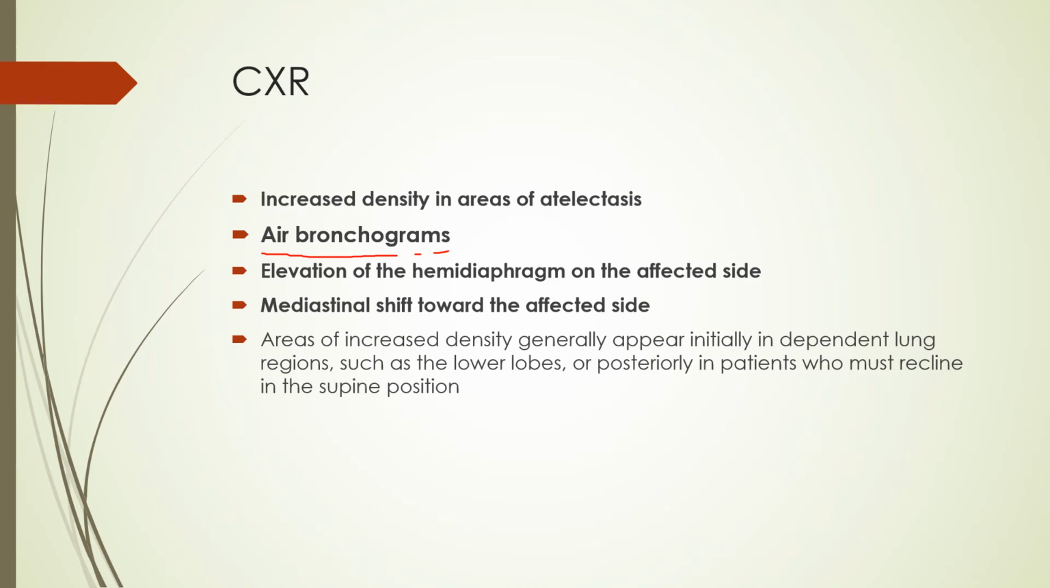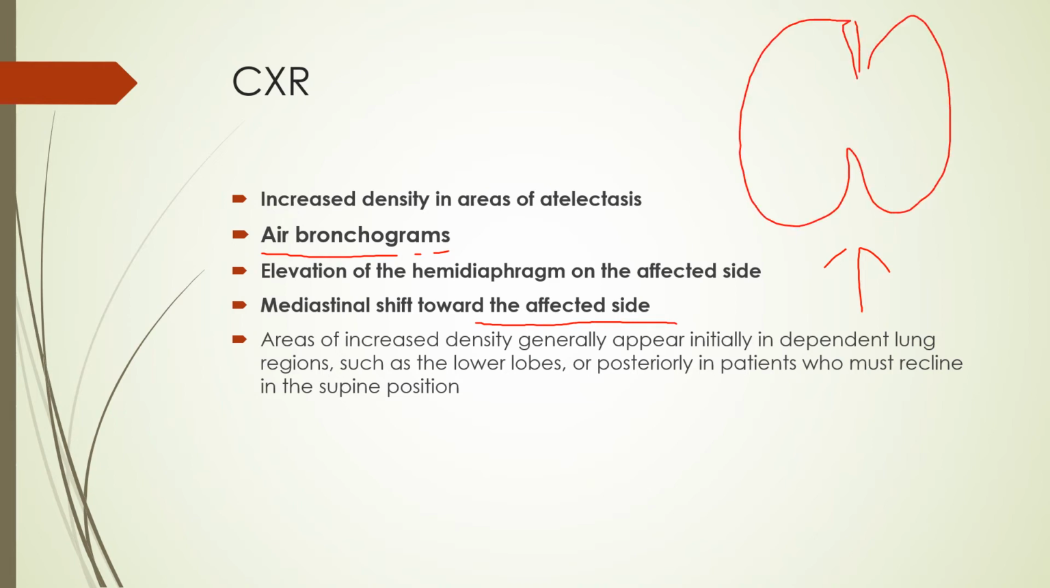Elevation of the hemidiaphragm on the affected side. Remember, it's collapsing tissue, so the diaphragm is going to move on up, right? That collapsed tissue is going to suck the diaphragm with it. There's going to be a shift towards the affected side. So if I had a pair of lungs, and this was my left lung, and this was my right lung, and I had a massive amount of atelectasis develop in my right upper lobe.